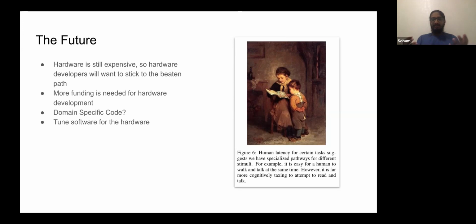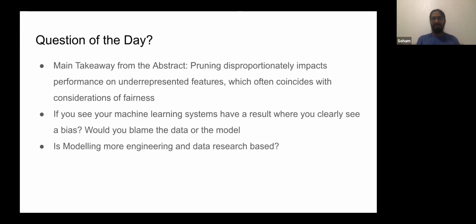In terms of software, one way we could go is to build domain specific code that is very efficient on only a subdomain of research, but again, that's not really a good solution because that's also going to be really hard to build. And finally, we could tune our software so that it works better on hardware, which is already something that a lot of people are working on right now. Yeah, so I guess that's it for me.